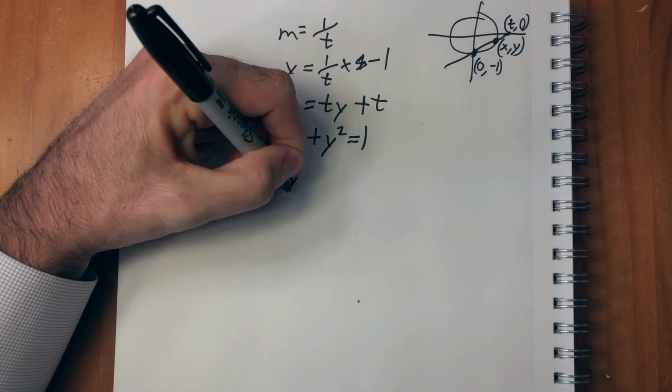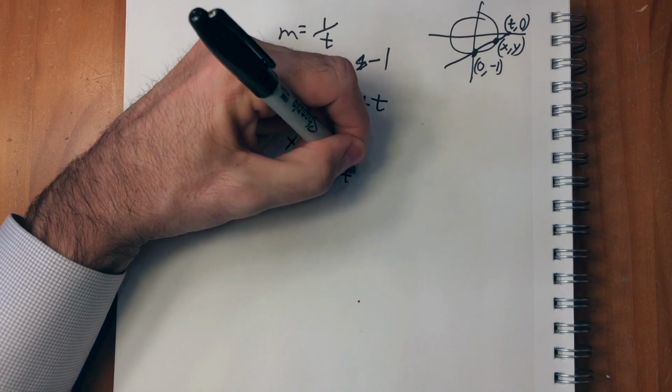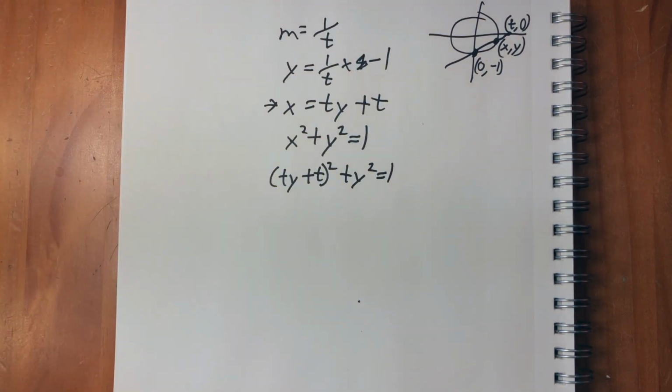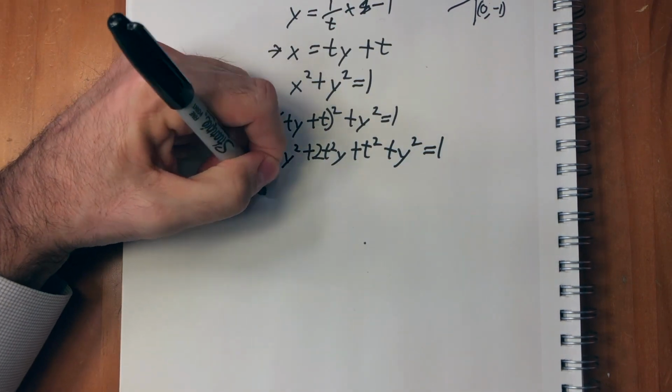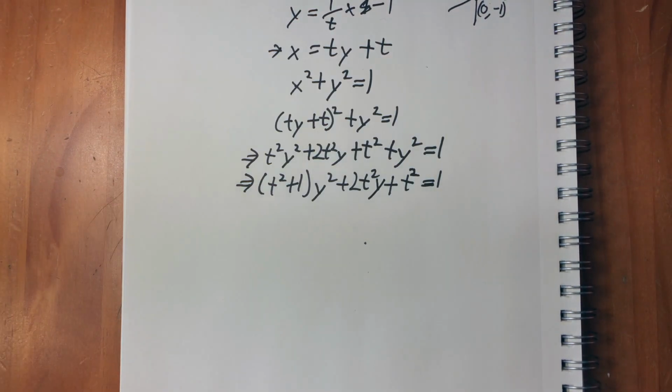So let's just plug this into here and see what we get. So we have (ty plus t) squared plus y squared equals 1. Now we just need to solve for y. So I'm just going to do this fast. If you have any questions, then you can ask me.